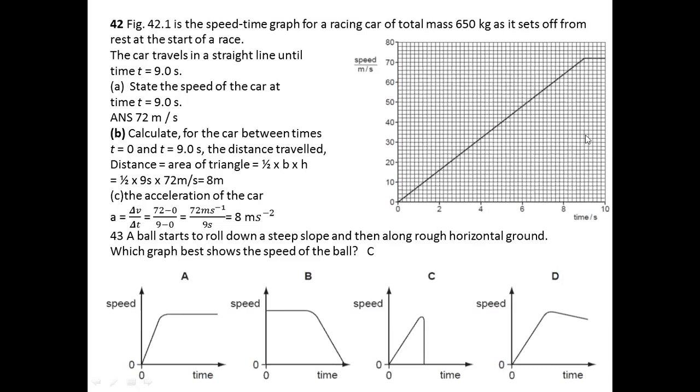Next part, calculate the distance traveled from time interval 0 to 9 seconds. From 0 to 9 seconds, the shape of the area below this straight line is a triangle. So distance will be equal to the area of the triangle, half into base into height. Base is 9, height is 72. Final answer is 8 meters.